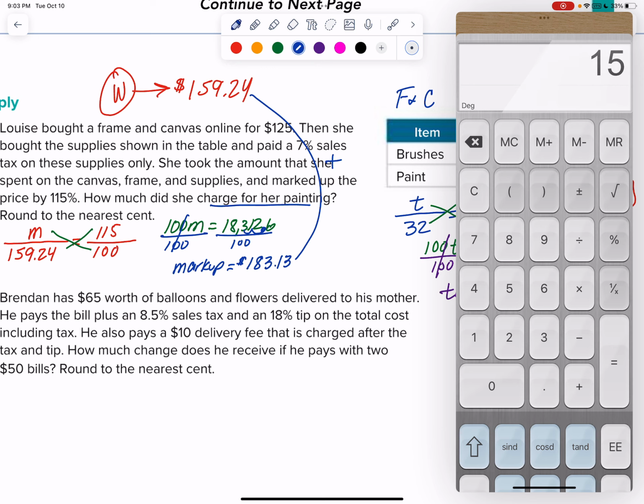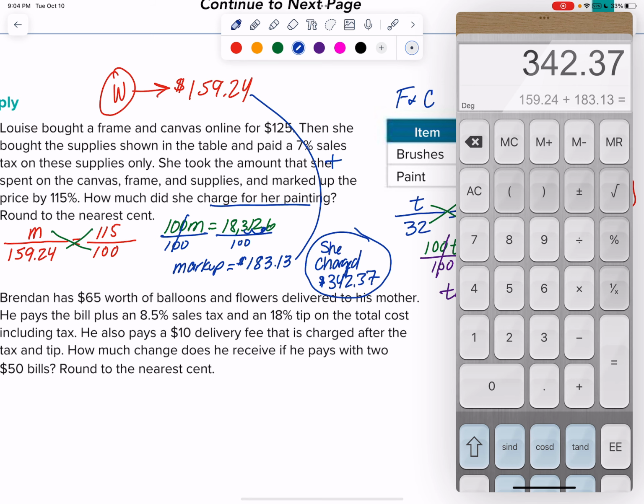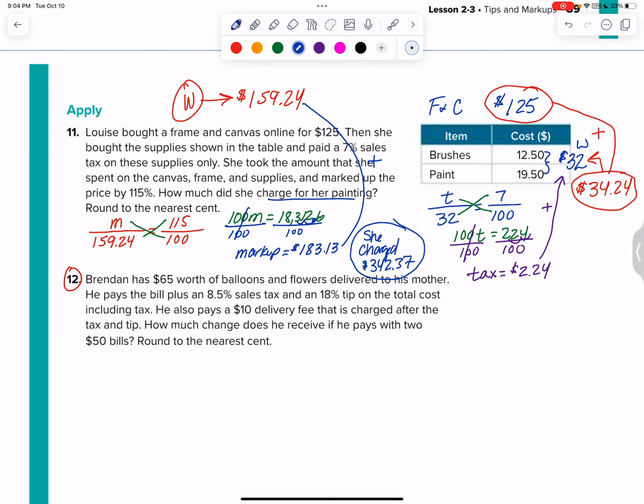So we have $159.24 plus $183.13. Oh, $183.13. There we go. Okay, so ready? How much did she charge? She charged $342.37 for all that stuff.